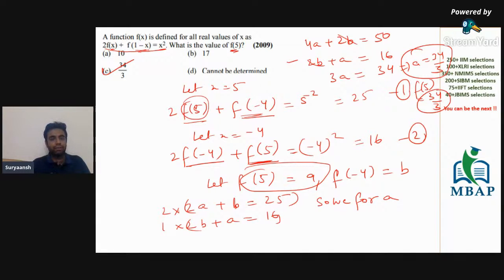We get f of minus 4. The next thing would be to substitute x as minus 4. So you get two equations, two variables, solve for those two variables. You will get the value of f of 5 as 34 by 3, which is option C. Okay, not a very difficult question. It looks a bit complicated, but it's not actually once you start solving it.